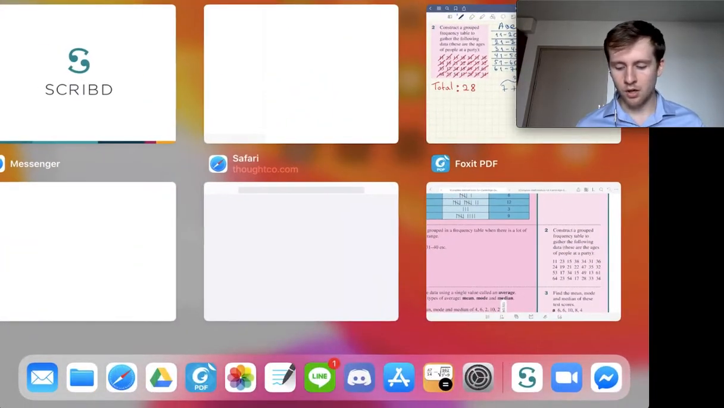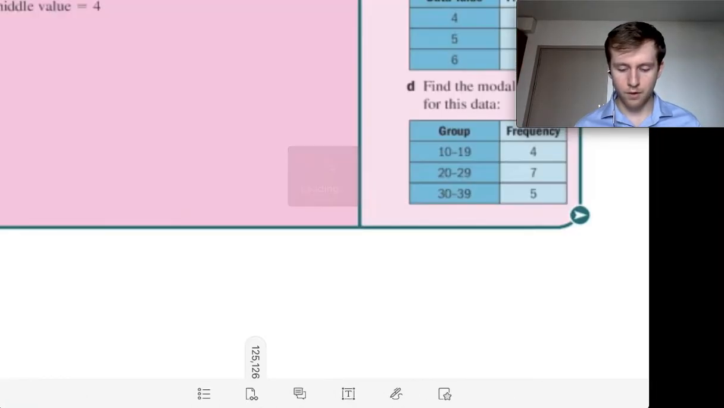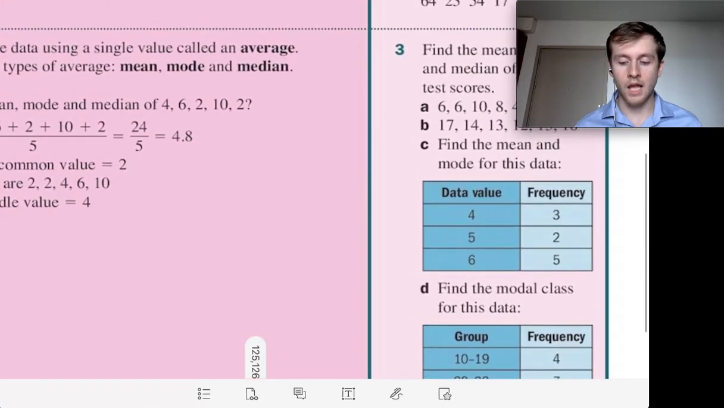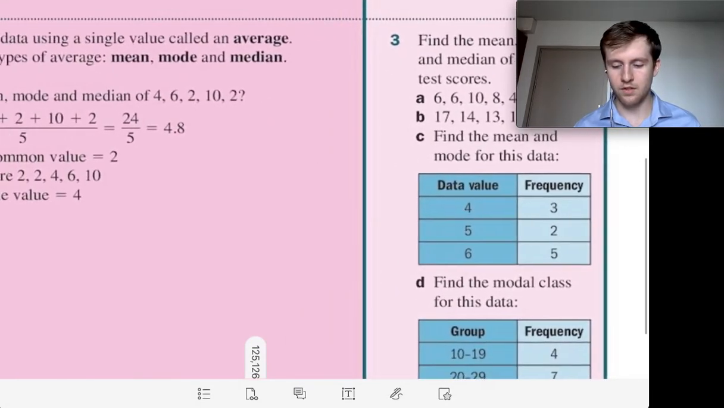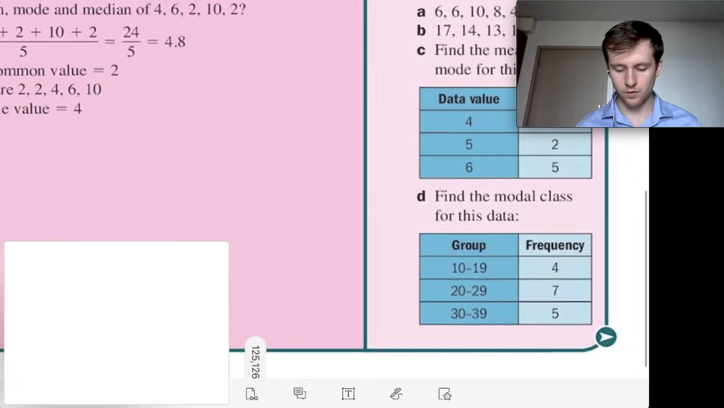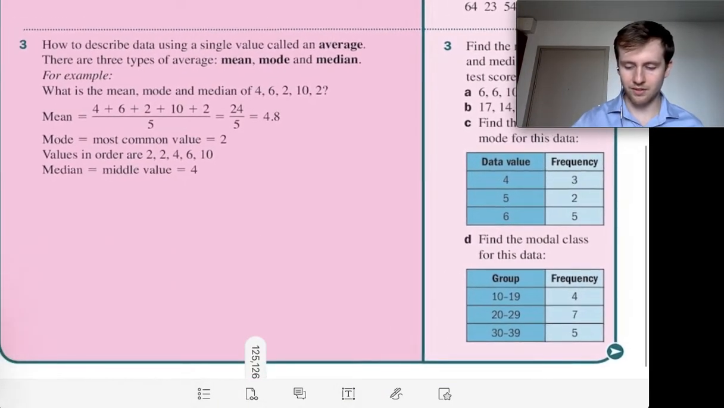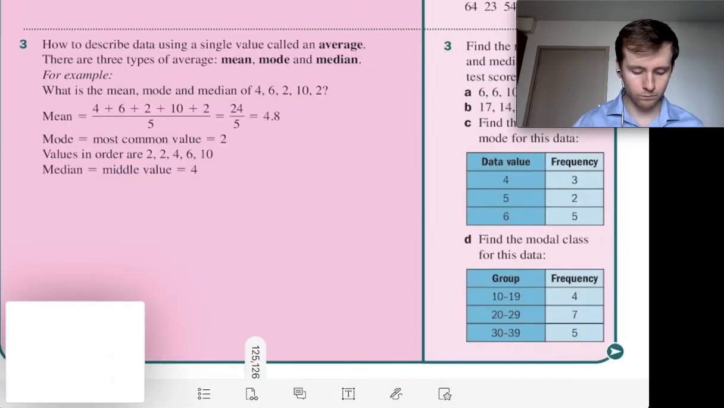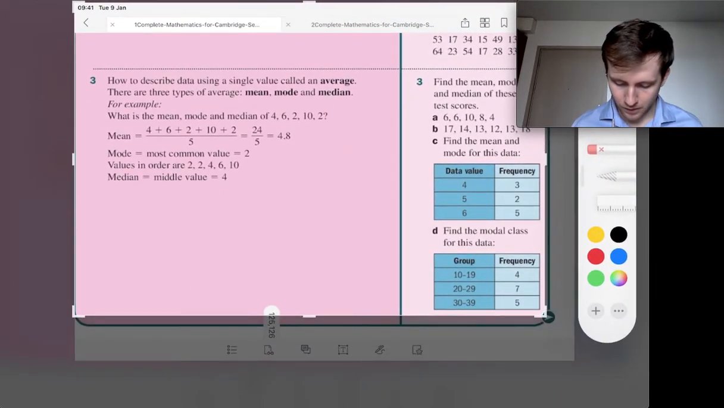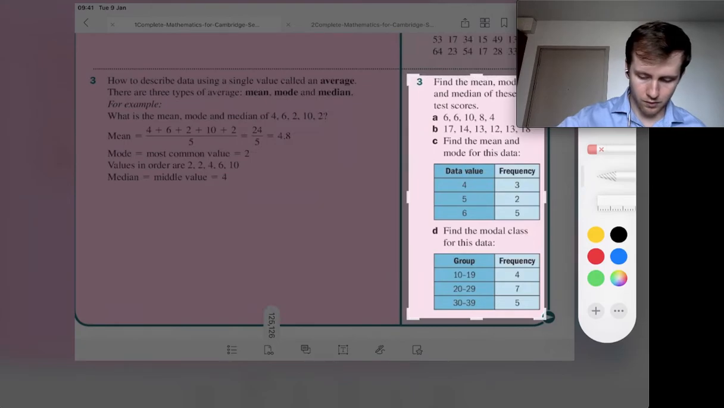Okay, next one. Next one, we have mean, median, and mode of the test scores. Oh, sorry, I think I will do it again. No, that still doesn't fit. Yeah. Now everything is going to fit in here.